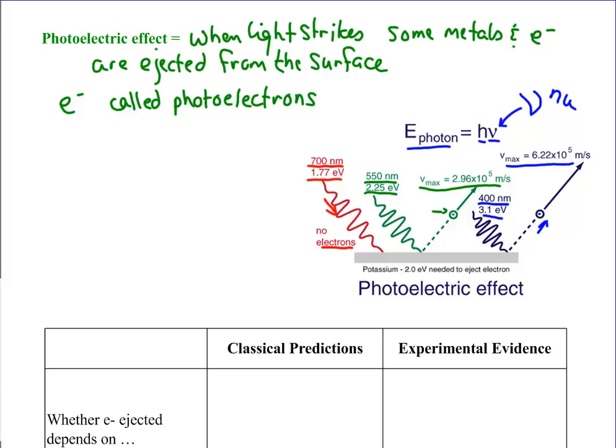So if this metal is potassium, what is indicated is that we need at least 2 electron volts to knock an electron off the surface. Here in the red case, we only had 1.77 electron volts, not enough energy to knock it off.